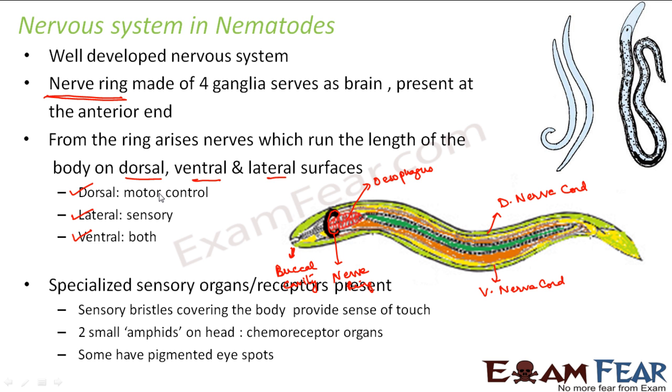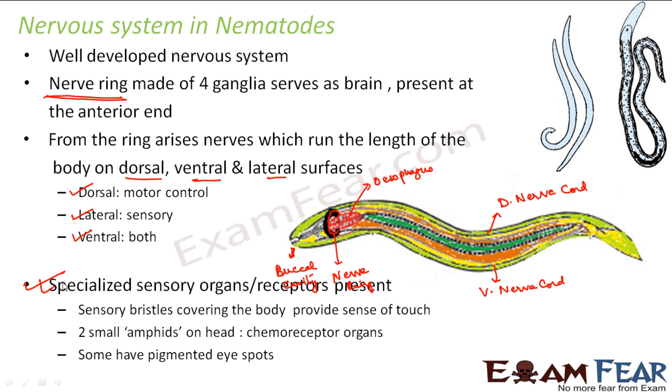So here you see the structure has now gone a little more complicated. You have a nerve ring, you also have a brain. The brain is also towards this head region, which is made up of 4 ganglia. From the nerve ring you have dorsal nerve cords, ventral nerve cords as well as the lateral nerve cords, and they serve both sensory as well as motor functions.